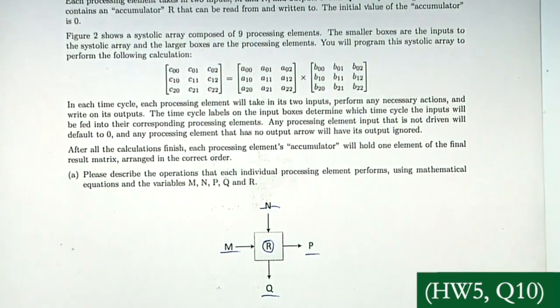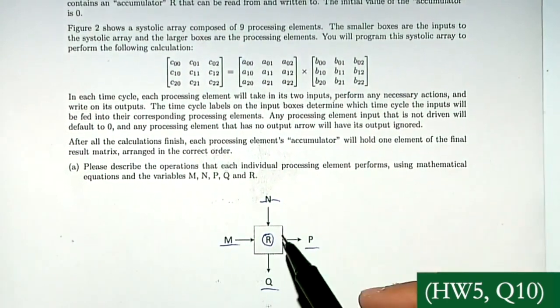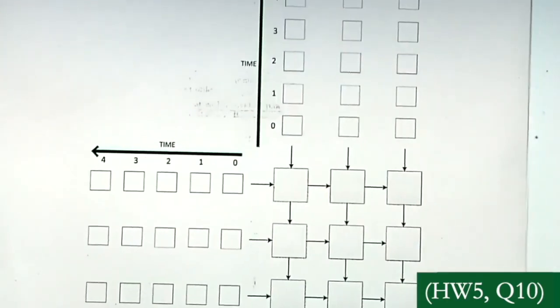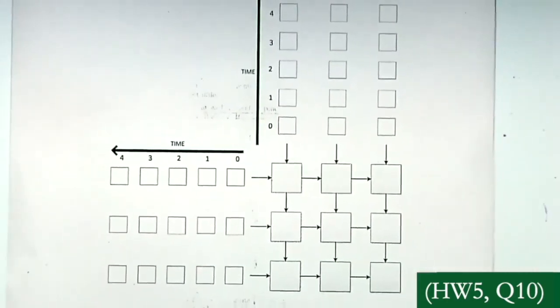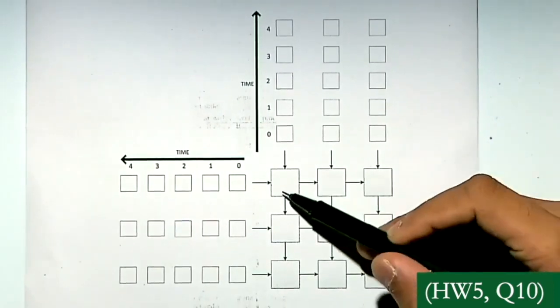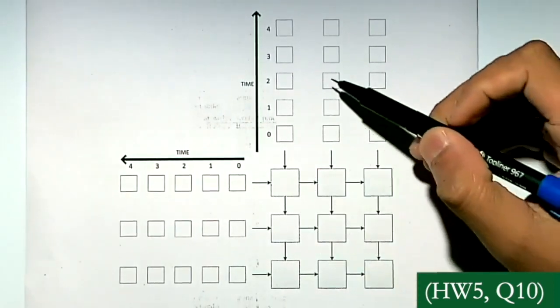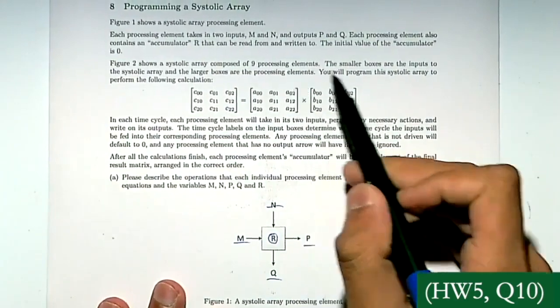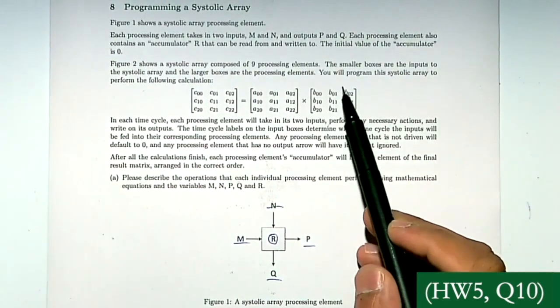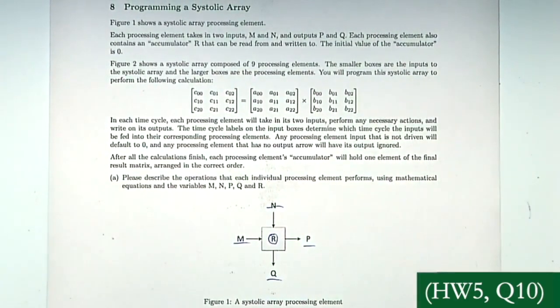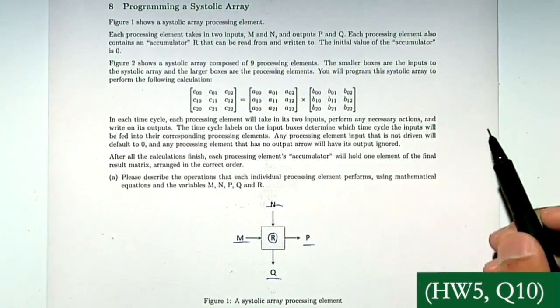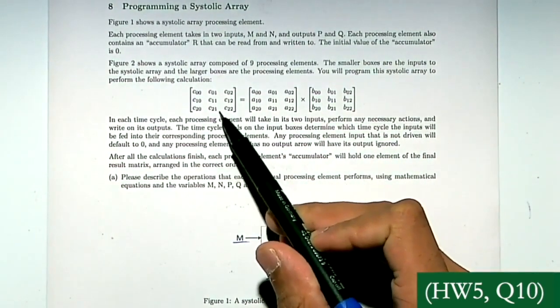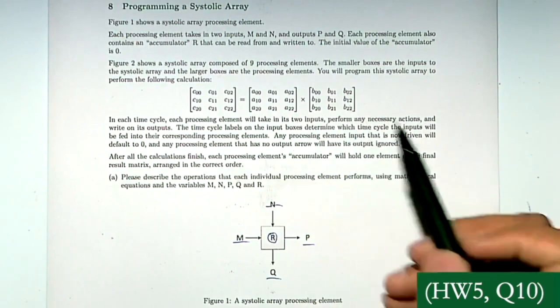So figure 2 expands upon this and shows an array of these guys composed of 9 elements. And figure 2 is this one. So we have 9 of these processing elements here, and then these are going to be input data tokens. So we have that array of 9 processing elements. And so we want to program this systolic array design to perform the following matrix multiplication. So we want the output C to be the matrix A times the matrix B, right?